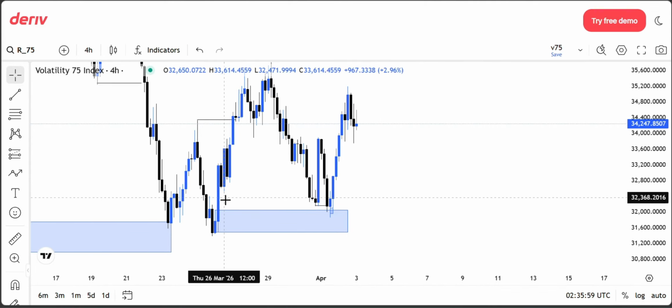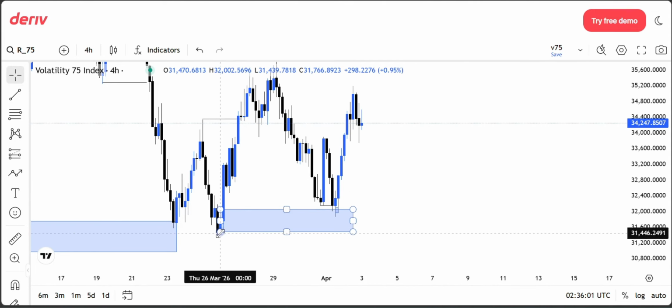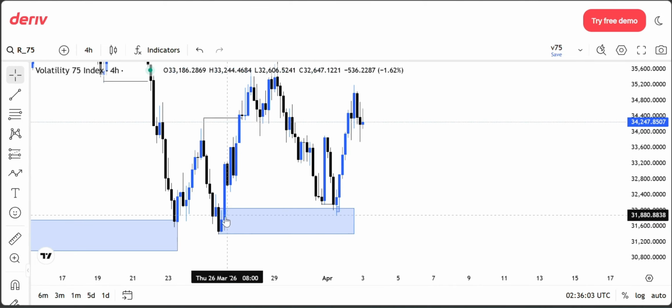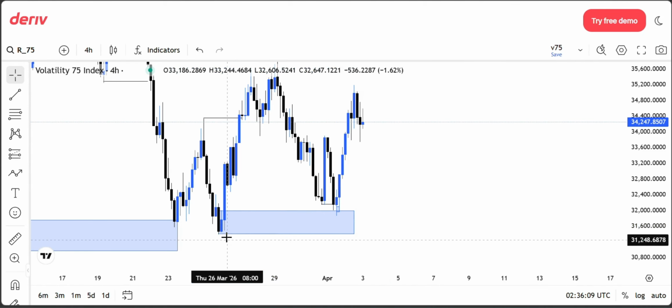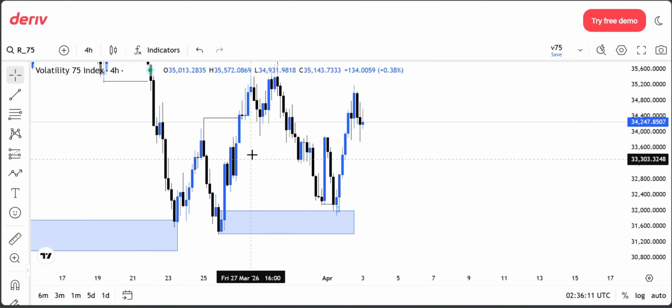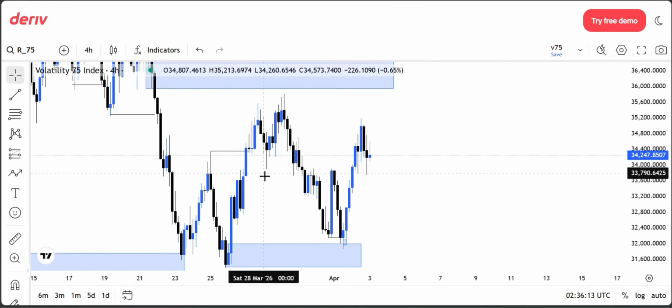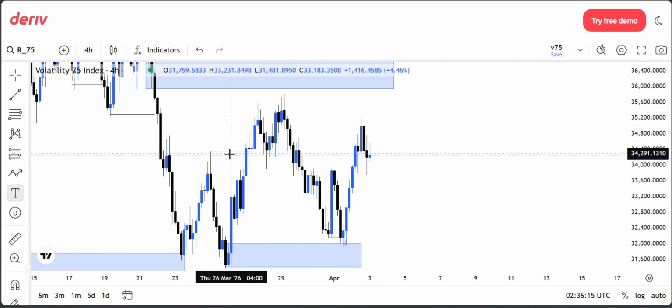We saw that there was an imbalance. So this is the order block that caused that break of structure, the last down candle. So our order block is the last down candle that was formed before the impulsive move that broke structure. Alright, so here is our break of structure. Break of structure.